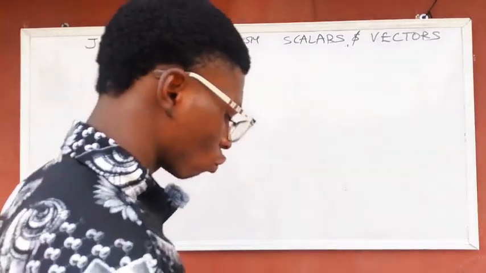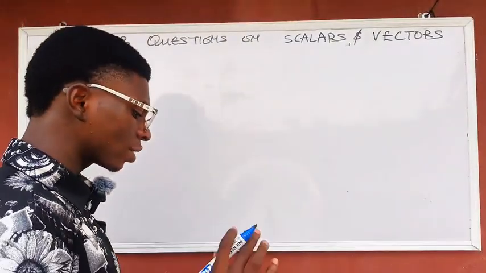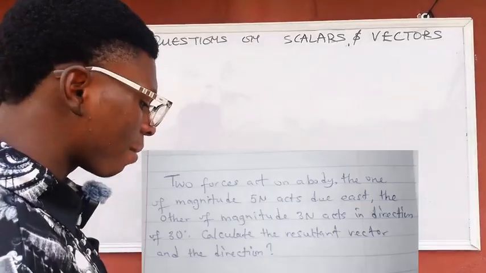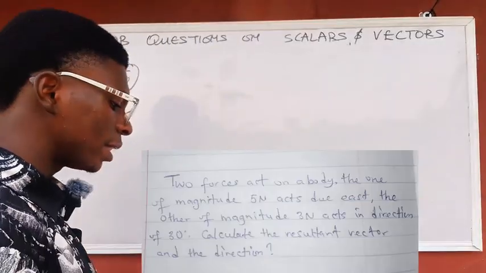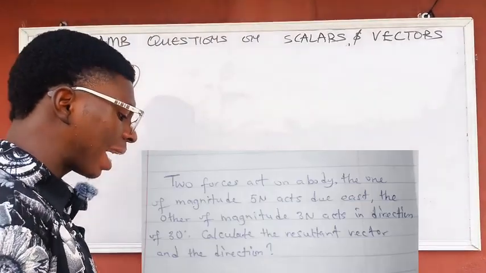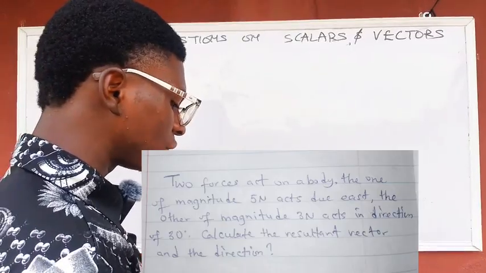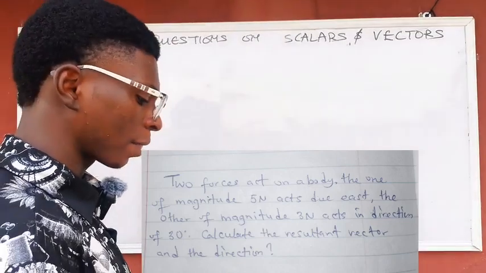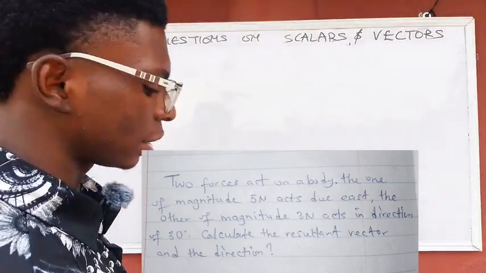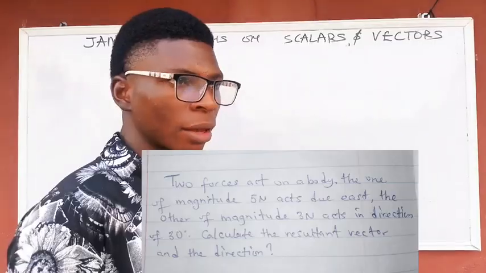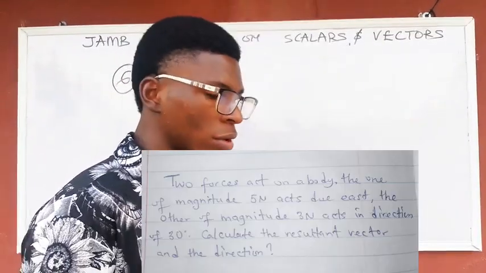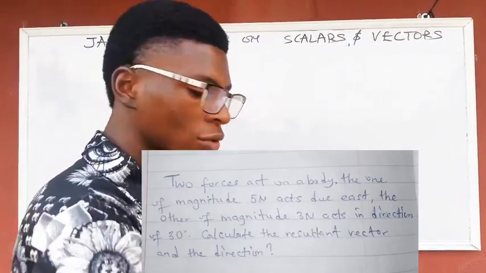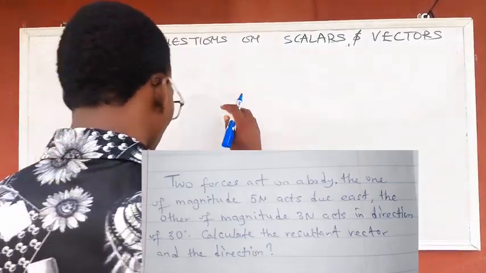So now question 6. Two forces act on the body. The one of magnitude 5 Newton acts due east. The other of magnitude 3 Newton acts in the direction of 30 degrees. Calculate the resultant vector and the direction. You see, this question is different from the one we have been doing, because the angle between them is less than 90. Let me just solve it on the board so you can see.